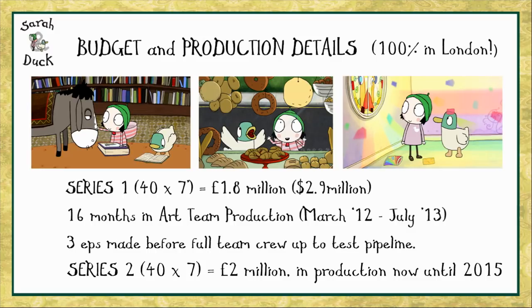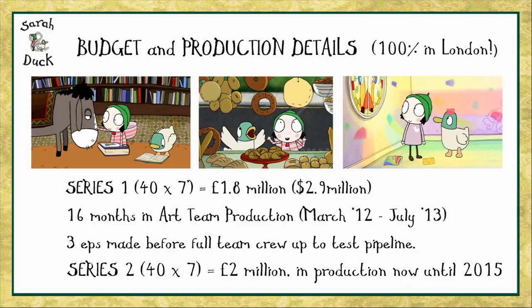Before we got started, we tested out the pipeline to make sure that there weren't any bugs in it. And I recommend that if you are going into a large project. We made 3 episodes with maybe half a size crew before we went onto a double team structure. We actually have 2 teams going at once with the production of the series. That has very many benefits, actually.